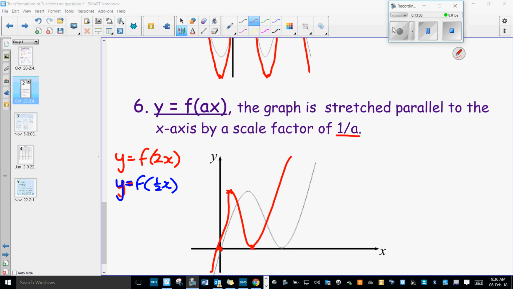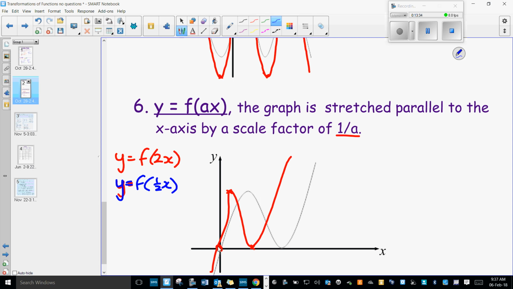So it may look a little bit similar to the translation, doesn't it? But the fact that it's gone through this same point here tells us it's not a full-on translation, because if it had, the graph would look exactly the same as it did before, but we can tell that this one's skinnier on the x-axis.